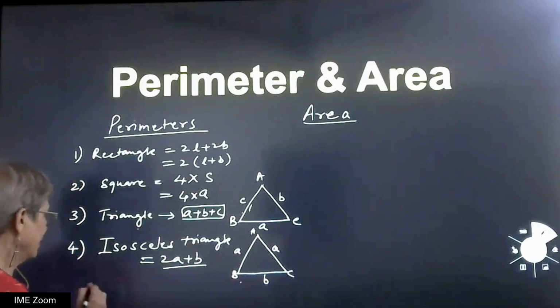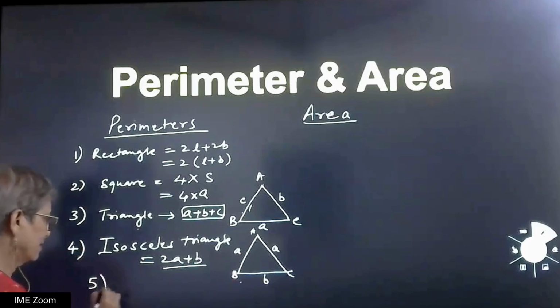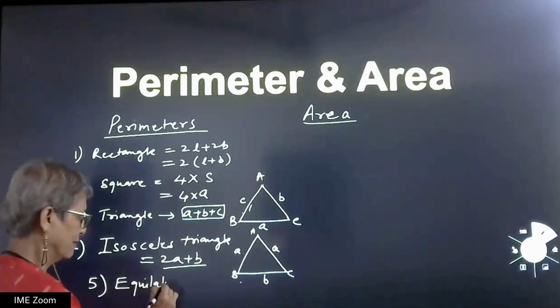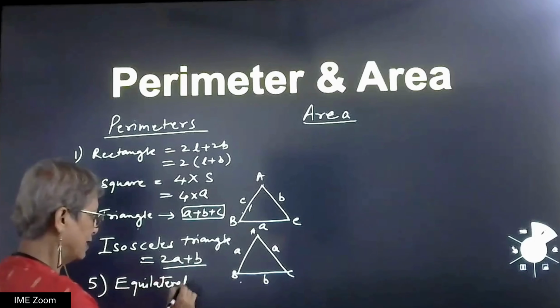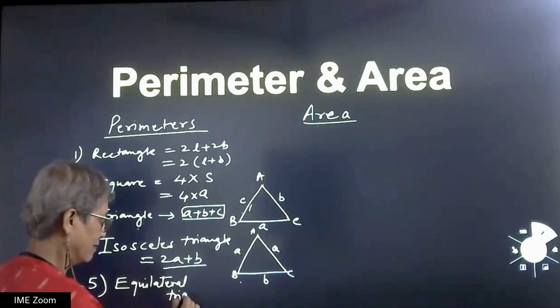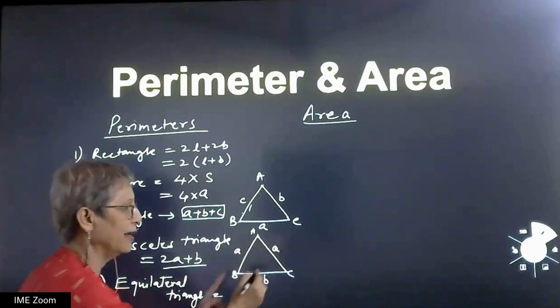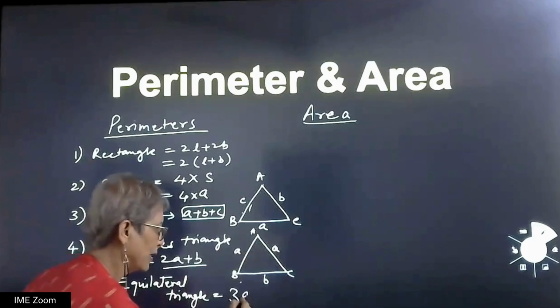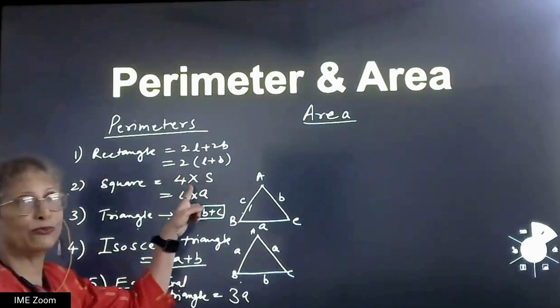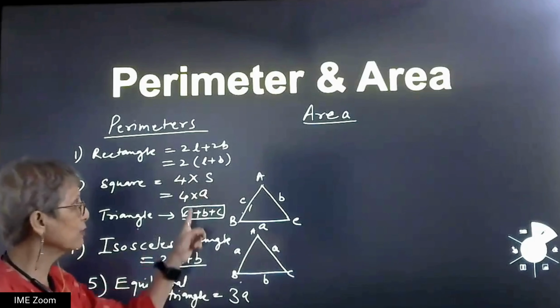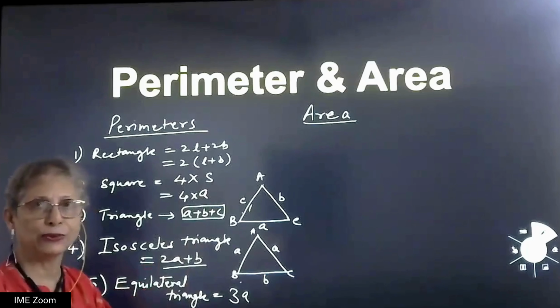And for an equilateral triangle, all 3 sides are equal. All three are A, and therefore the perimeter is 3 into A. It is like a square: square has all 4 sides equal and it has 4 sides, so 4 into side or 4 into A. Here it is 3 into A.